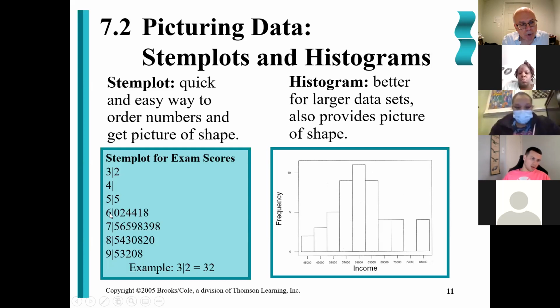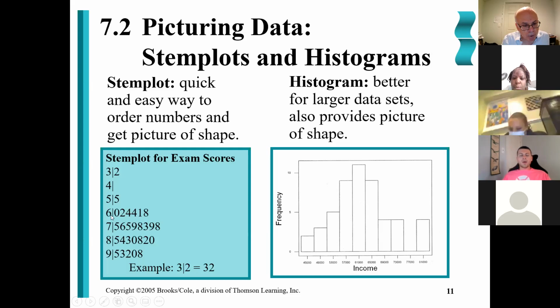Now, what do you do if you have more than one number in the tens digits? Like in the 60s here, we have several. We just list them to the right of the 6, for example, here, to the right of the vertical line. So 6 and 0 means 60, 6 and 2 means 62, 6 and 4, 64. There's two 64s, 61, 68.